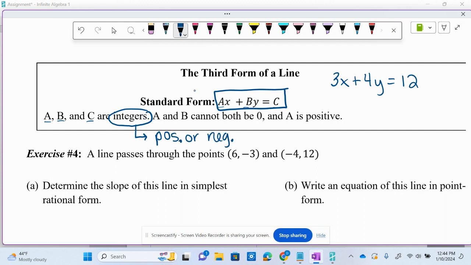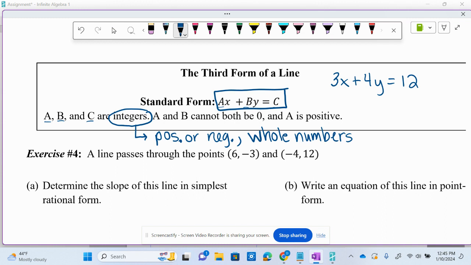Okay. What else? There's something special that makes it an integer. Can integers have decimals? No. Can they be fractions? No. So it's positive or negative whole numbers. That's what an integer is. It's a positive or a negative whole number.